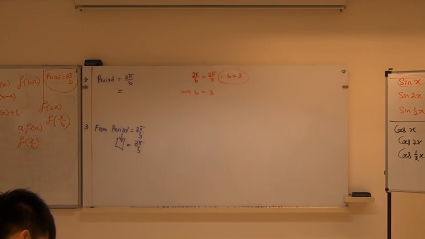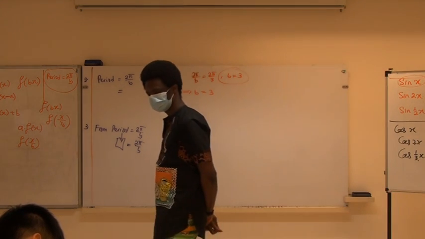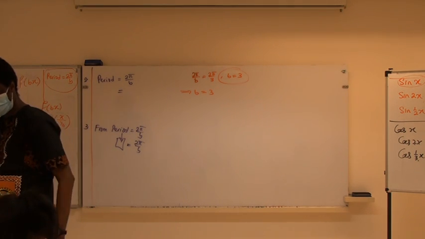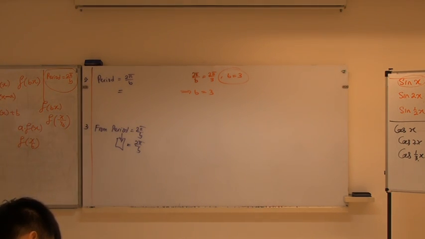Now b cannot be 3 pi. B has to be 3. Do you understand how? So ask questions if you have any.